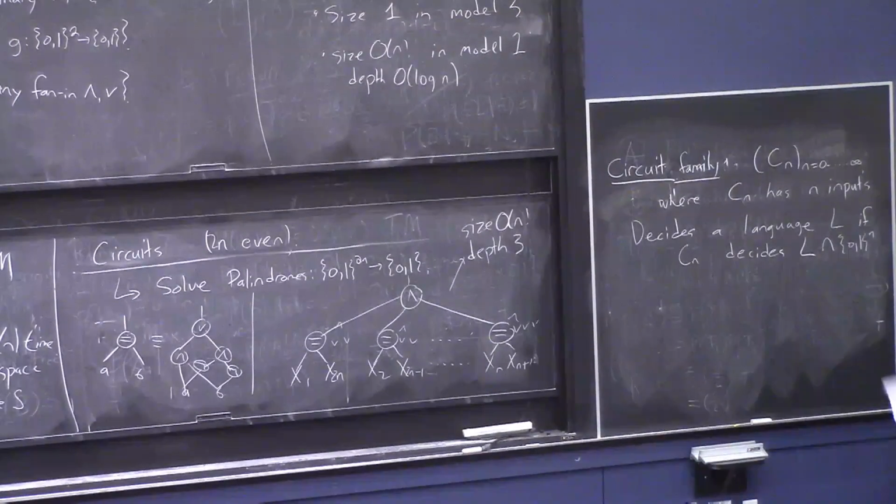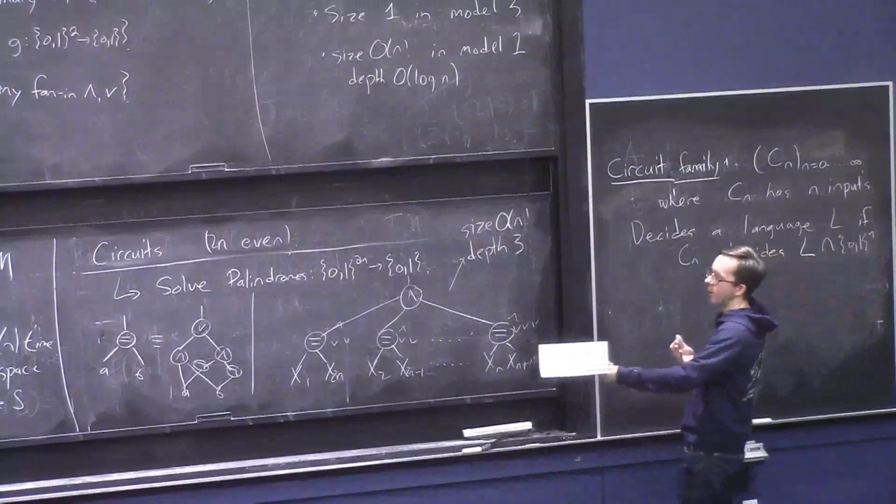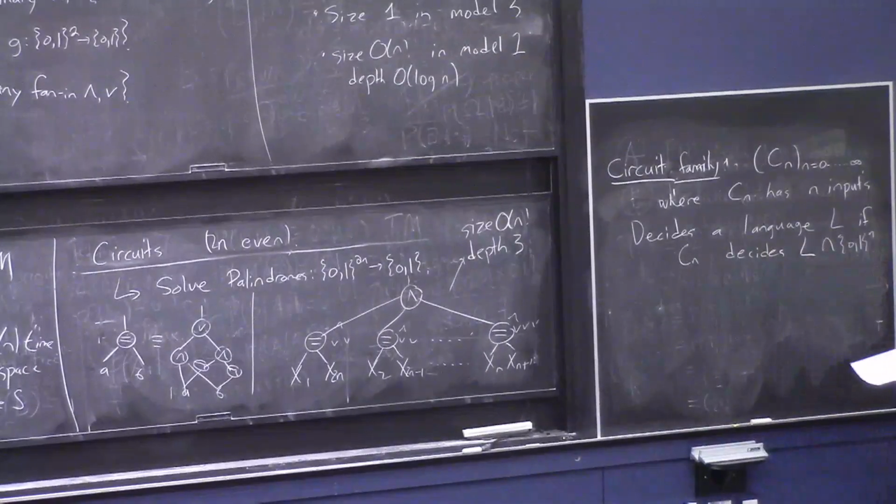So it's kind of annoying if you want to talk about the multiplication problem. You need one circuit for multiplying. Oh, you want to talk about solving the palindromes problem. Really, you should have one circuit for solving palindromes on length 1, a different circuit for solving on length 2, on length 3, on length 4, and so forth. OK.